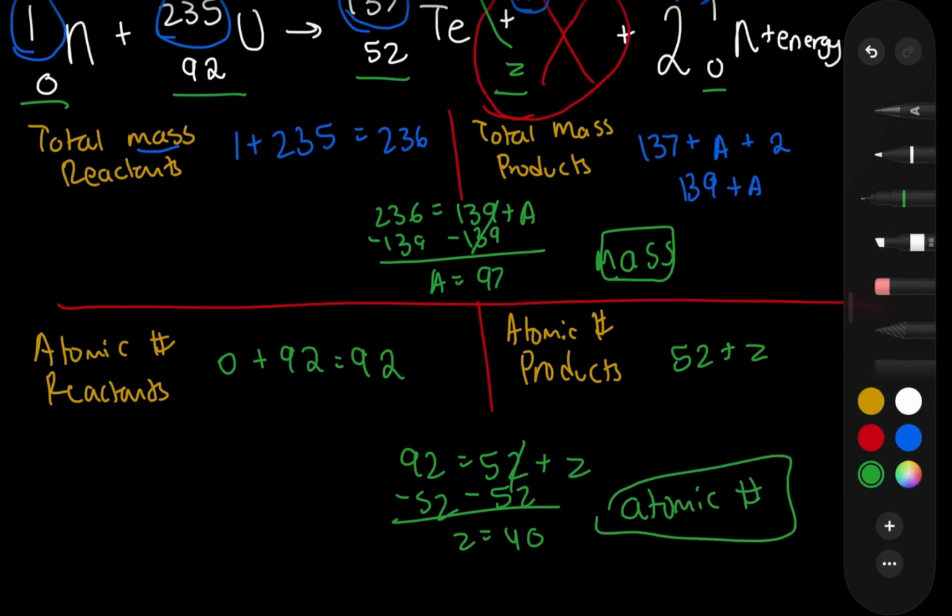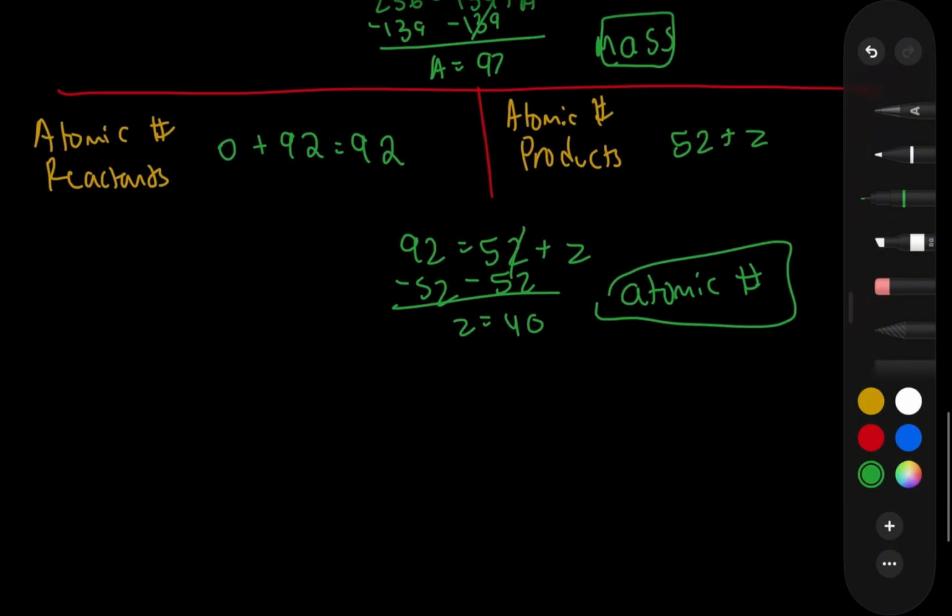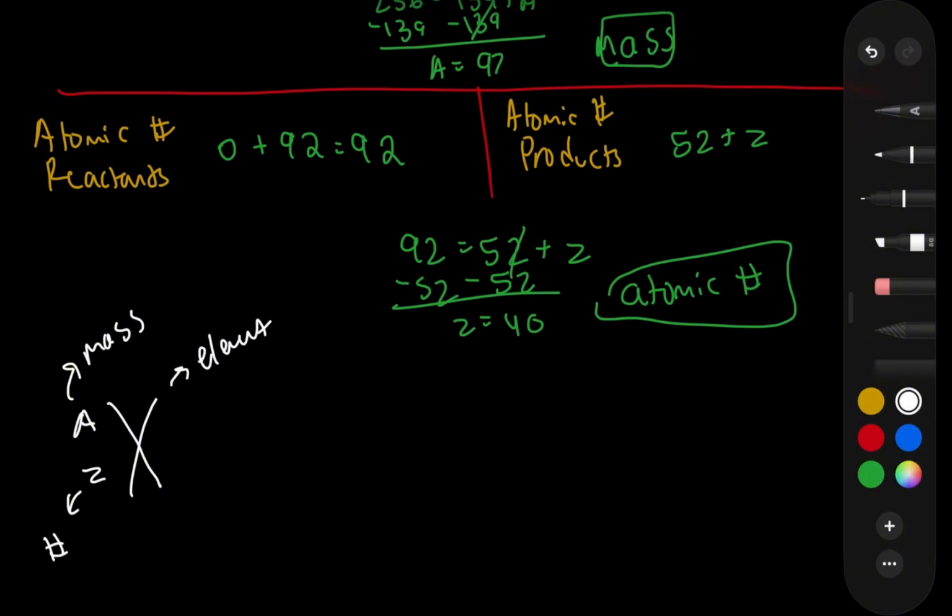So right now, what we're going to have for our missing values, so again, we have our A, Z, X notation. A is our mass, Z is our atomic number, and X is our element. So we know that the mass is 97, and the atomic number is 40. So now all we have to do is look in the periodic table of elements and look for which element has the atomic number of 40. And that's going to be Zr, or zirconium. And that's your answer.